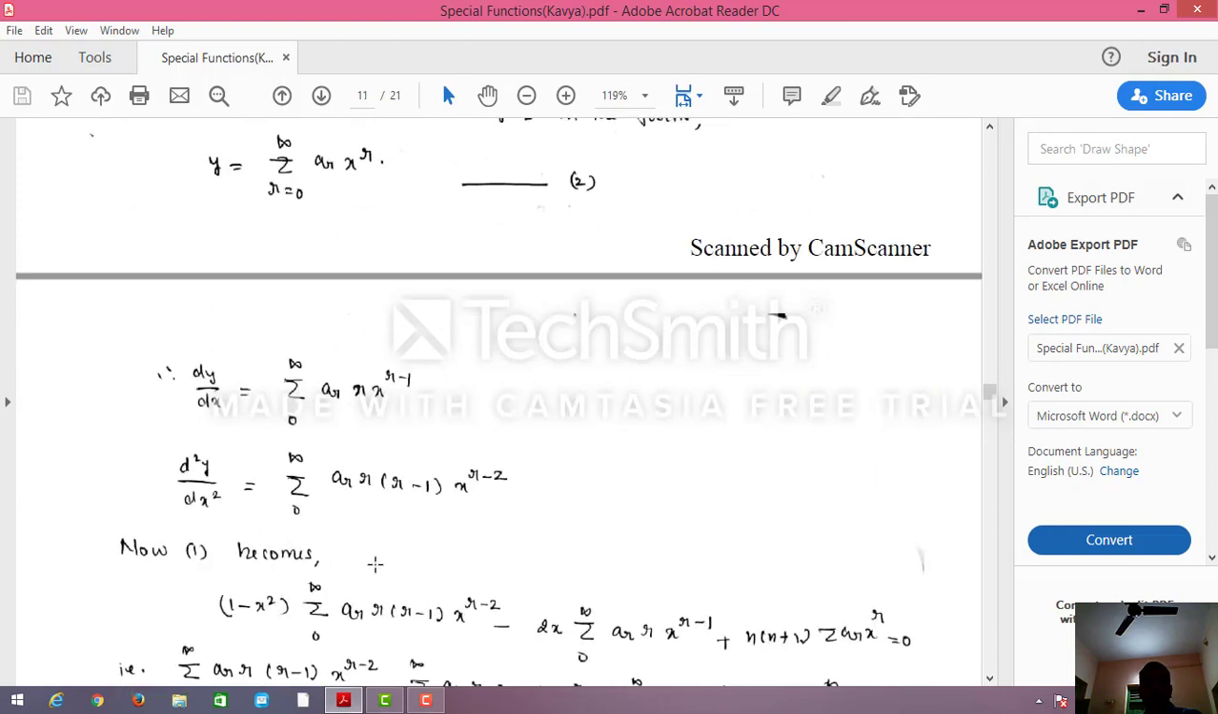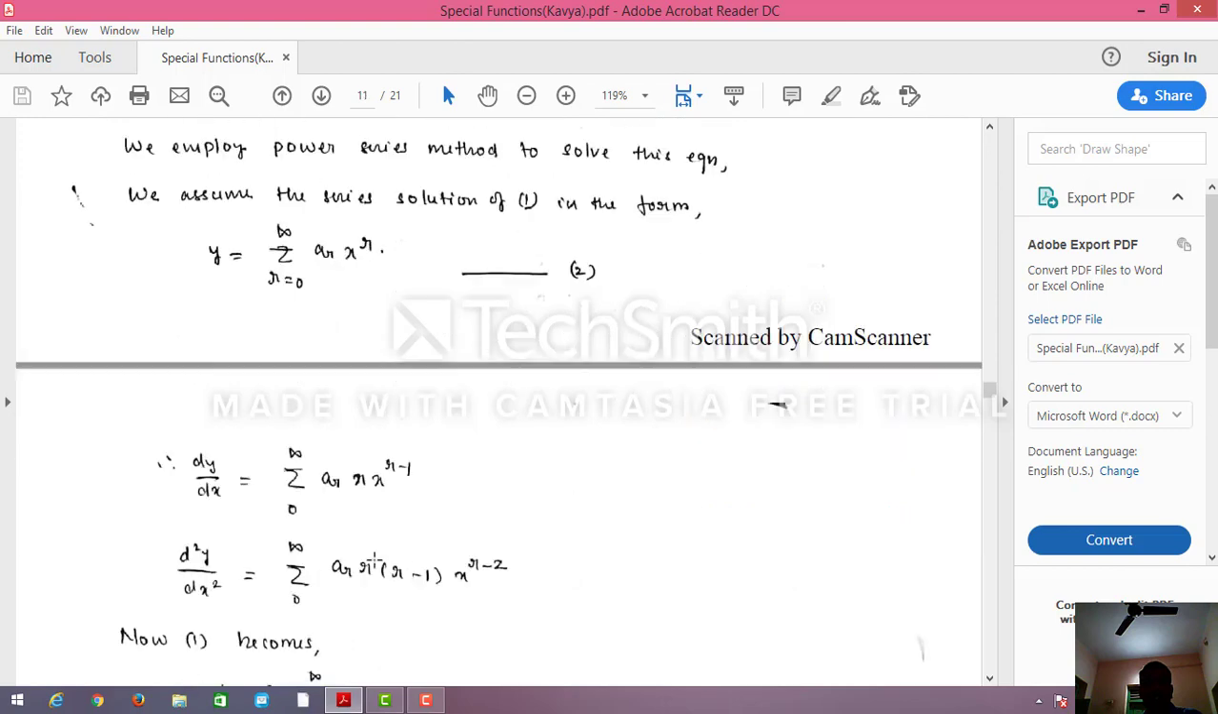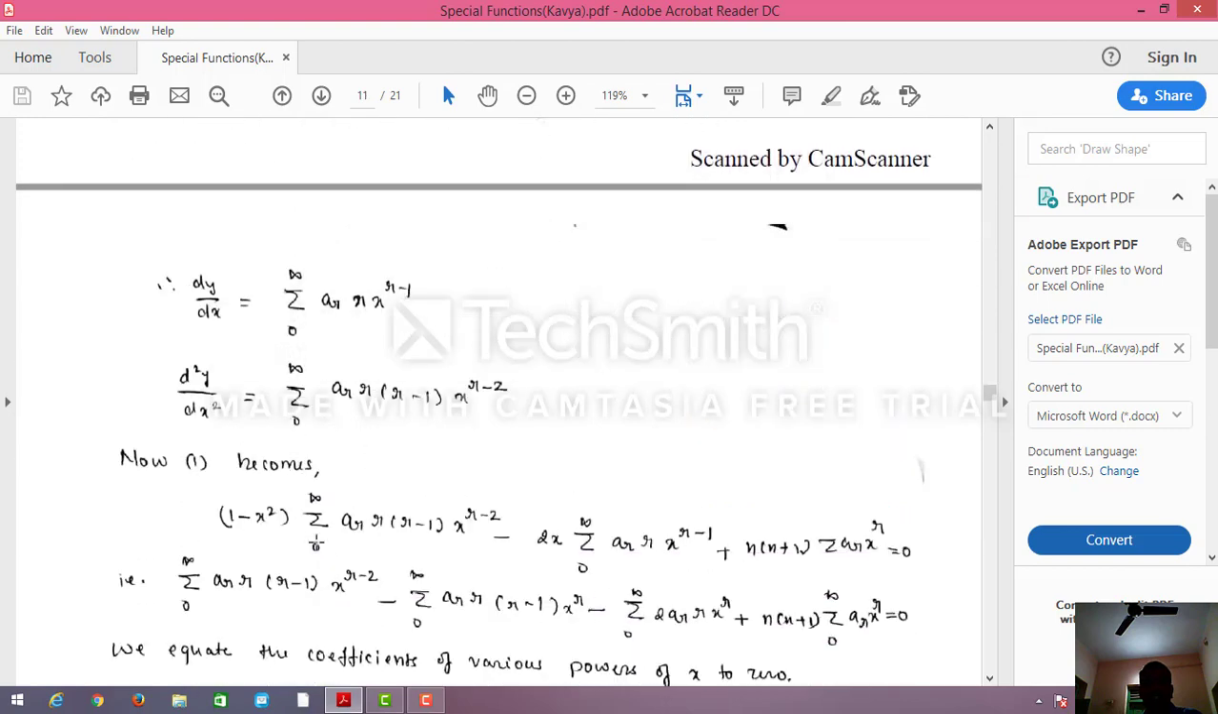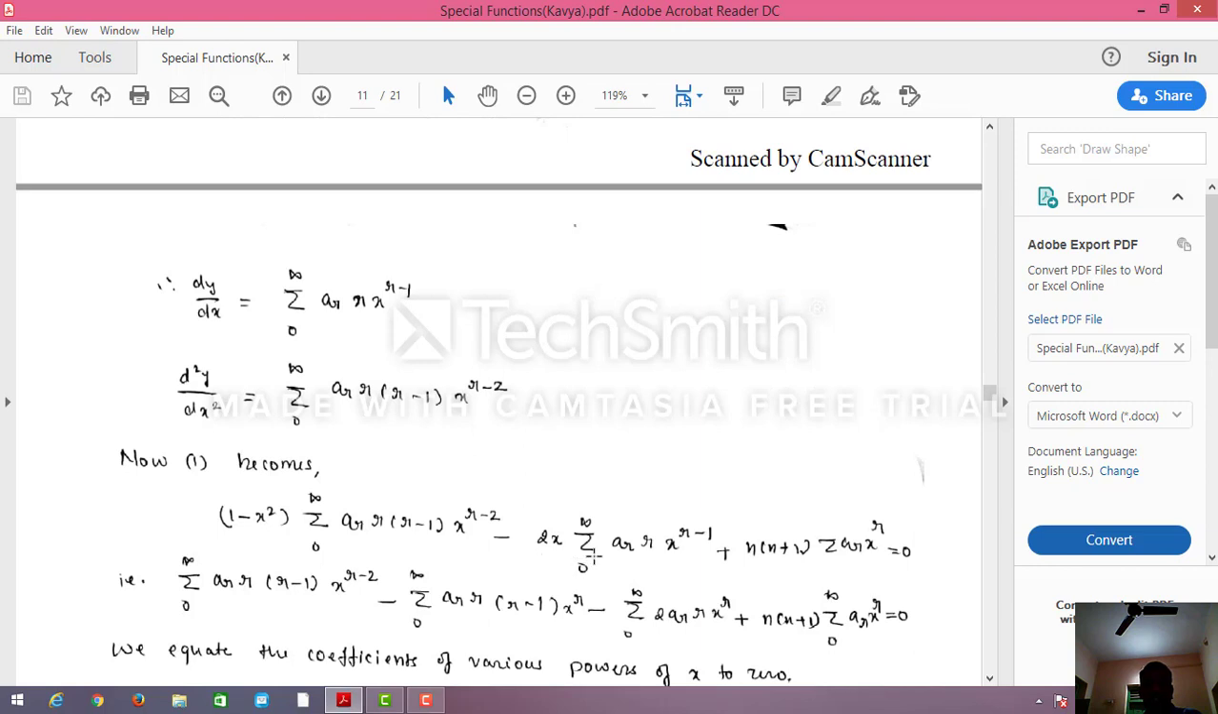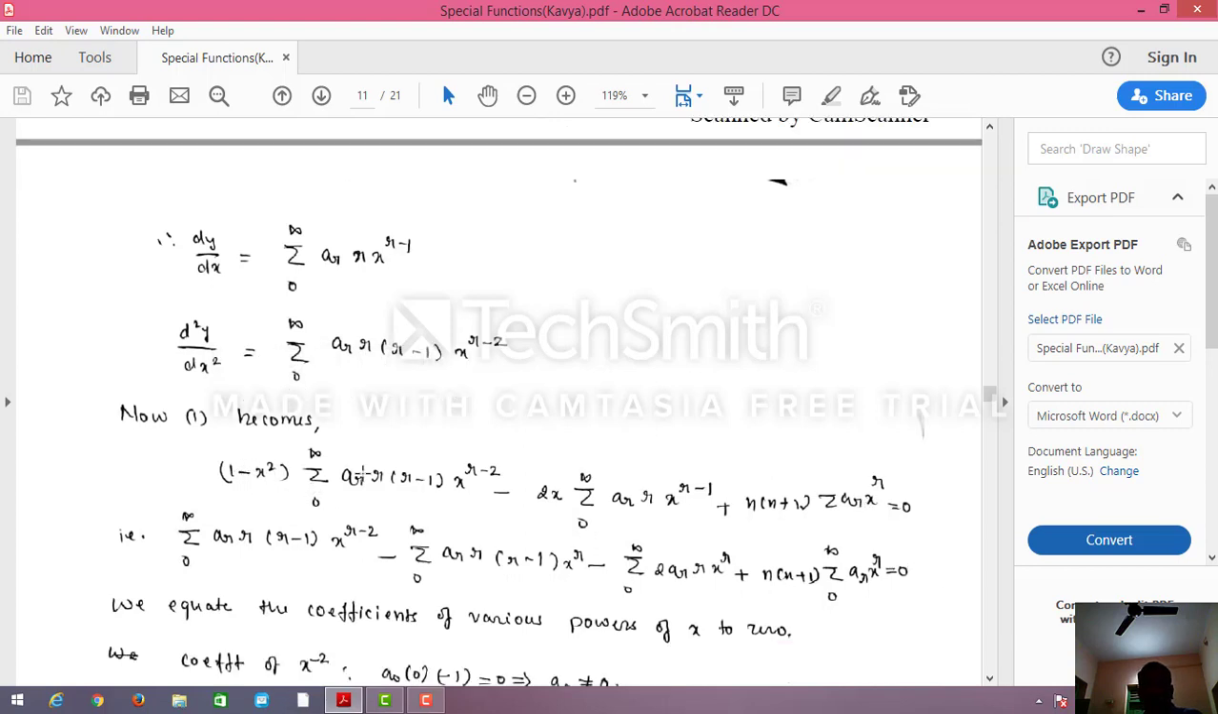So now equation 1 becomes: (1 minus x square) into summation of r equal to 0 to infinity ar into r into r minus 1 into x power r minus 2, minus 2x into summation of r equal to 0 to infinity ar into r into x power r minus 1, plus n into n plus 1 into summation of r equal to 0 to infinity ar into x power r. Now I am multiplying 1 into this term, then minus x square into this term, and 2x also I am multiplying inside.